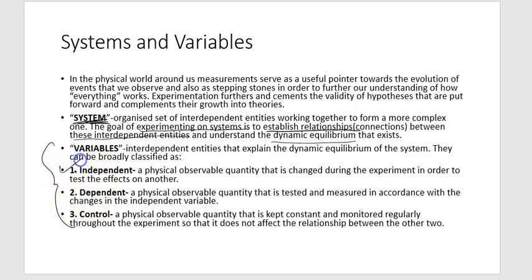So the independent is the variable that you change during the experiment, right? It's one of the interdependent quantities that you are investigating. And the dependent is the interdependent entity that is dependent on the change in the independent, and this will eventually lead us to a relationship between the two of them. Okay, so remember, this is the key to forming a good research question.